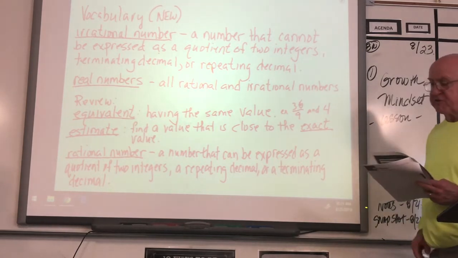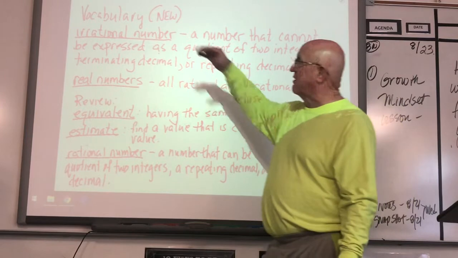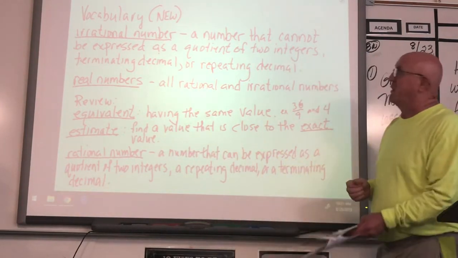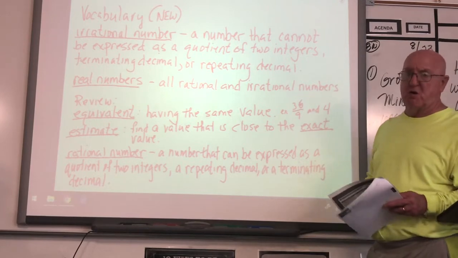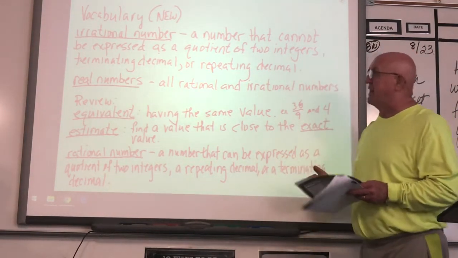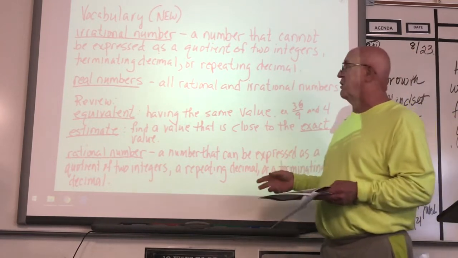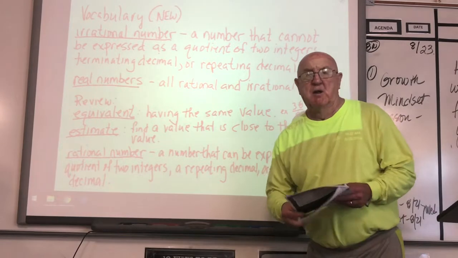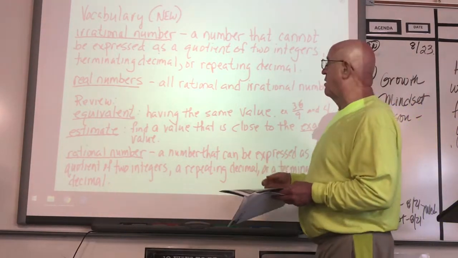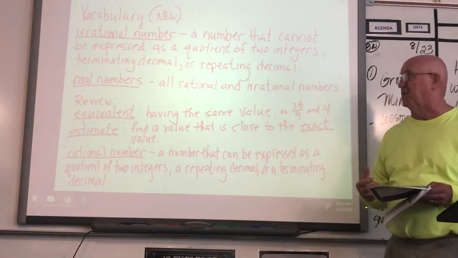The name of the unit is Understanding Rational and Irrational Numbers, and before we start, we need to look at some new vocabulary and review some old vocabulary. So the new vocabulary, we're going to use a term called irrational number. An irrational number is a number that cannot be expressed as a quotient of two integers, a terminating decimal, or a repeating decimal. Second term we're going to talk about are real numbers. All rational numbers and irrational numbers are part of the set of real numbers.